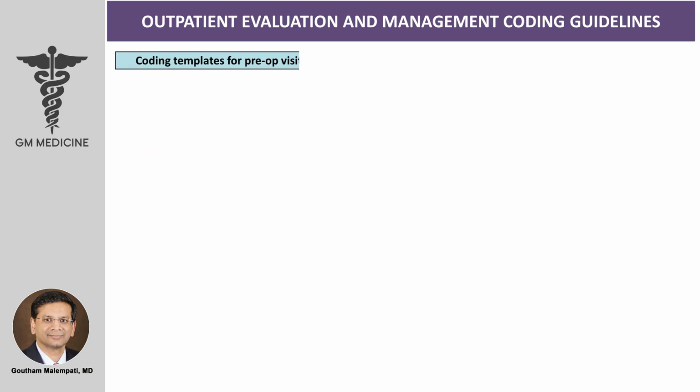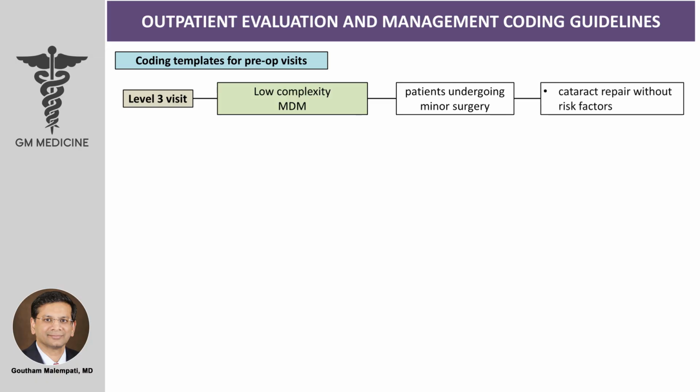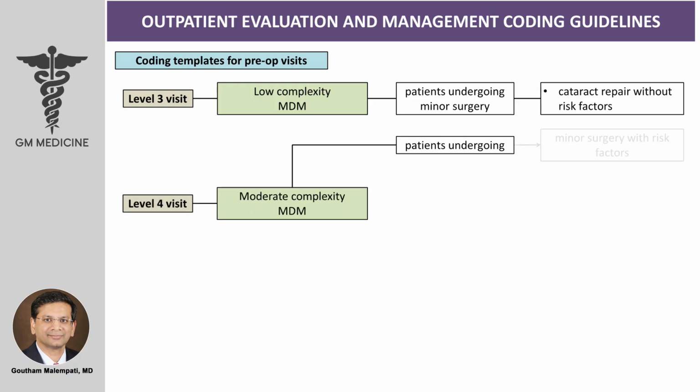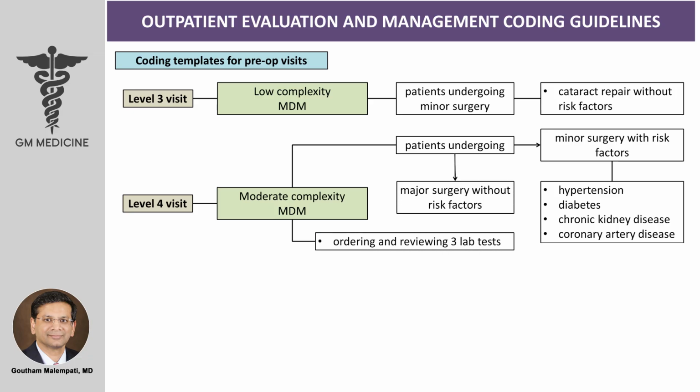Coding templates for pre-op visits. Level 3 visit for low complexity medical decision making when patients are undergoing minor surgery such as cataract repair without risk factors. Level 4 visit, which includes moderate complexity medical decision making when patients are undergoing minor surgery with risk factors such as hypertension, diabetes, chronic kidney disease, coronary artery disease, or a major surgery without risk factors, plus ordering and reviewing 3 lab tests or interpreting a chest X-ray or EKG.